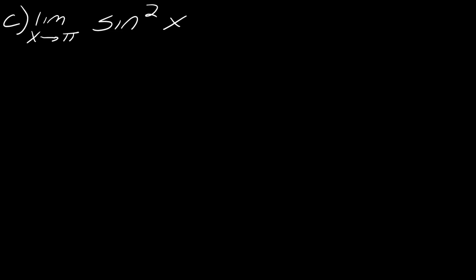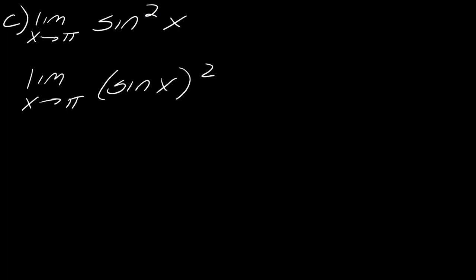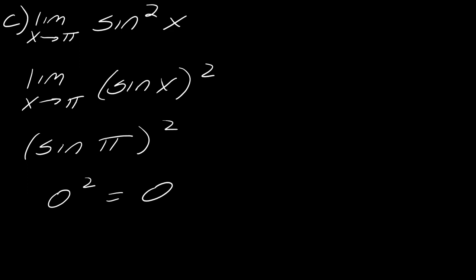Now for this last one, the thing I want to remind you of is to think of this squared term here. Sometimes this throws people off. This is really the same as taking sine of x, squared. So once again, this is nice and straightforward. If I just evaluate sine of pi and then square that, sine of pi is actually equal to 0, so this is just 0 squared, so this will just equal 0.